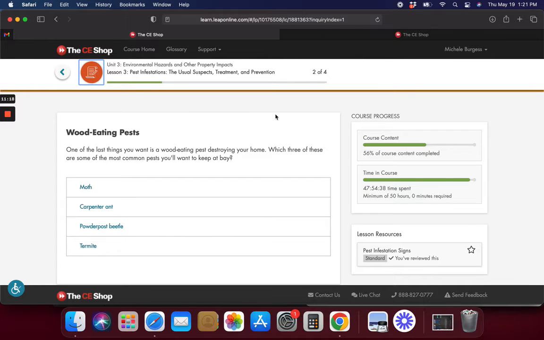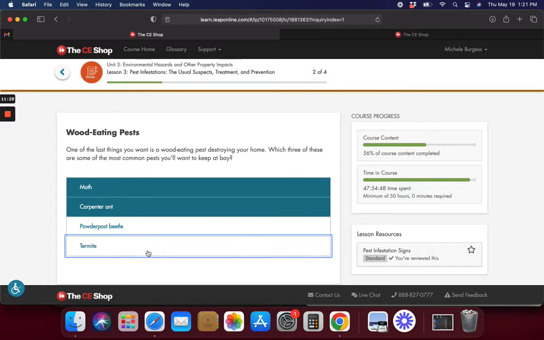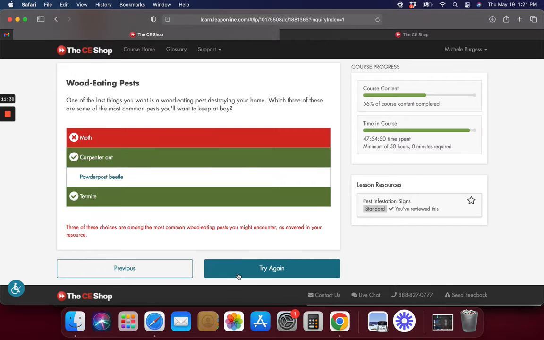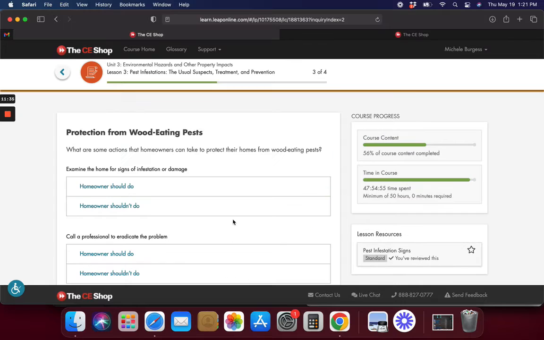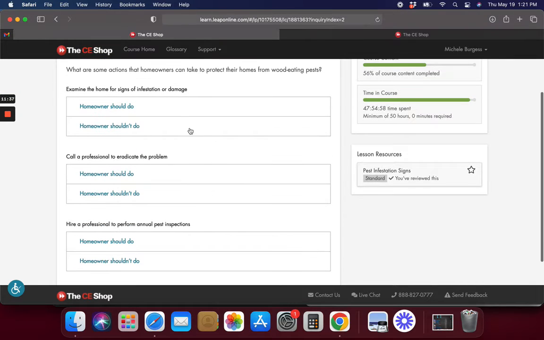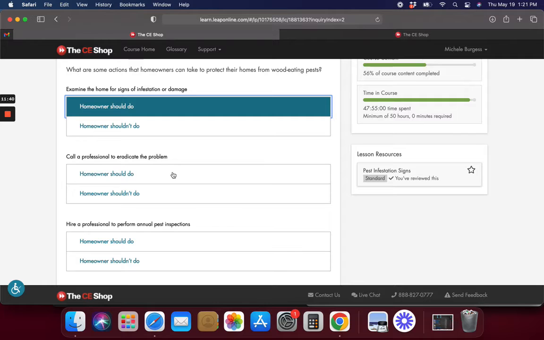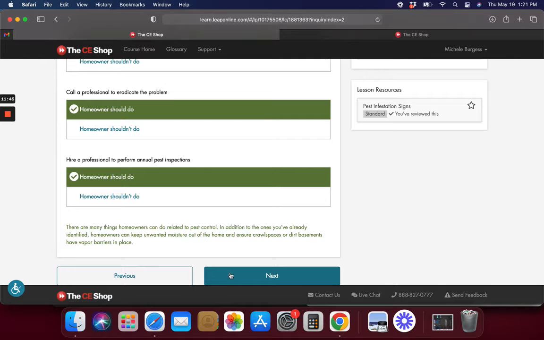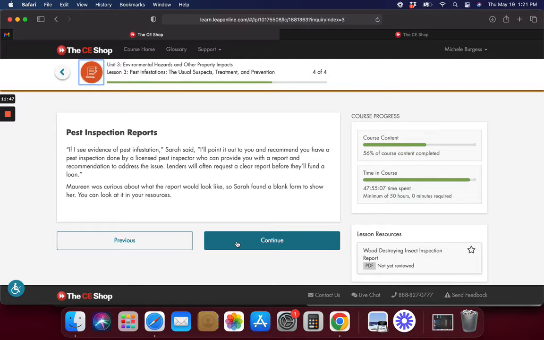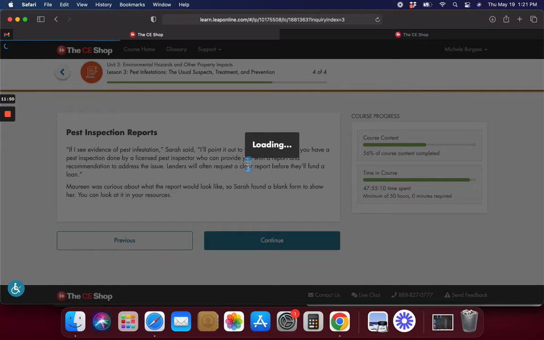Which three are the most common pests you'll want to keep at bay? I would say these three. Maybe the beetle, probably. These three here. I'm going to keep under control. Examine the home for signs of infestation. Call up a professional, hire a professional, perform annual inspections. Pest inspection reports usually happen before you close on a house.